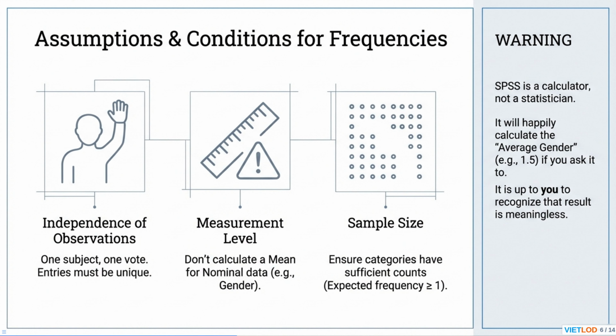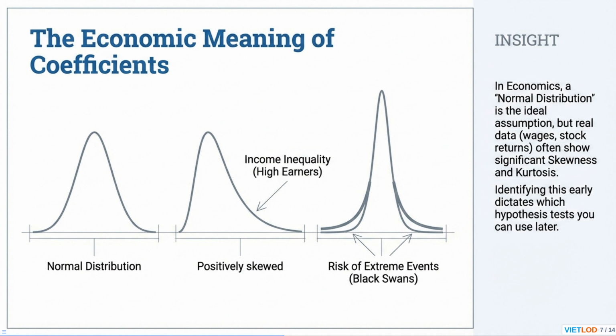Finally, we must consider sample size. For the analysis to be meaningful, each category within your variables should have sufficient counts. A good rule of thumb is that the expected frequency in any given category should be at least 1, and preferably higher for more advanced statistical tests. Once we've checked these assumptions and generated our statistics, we can then confidently interpret their economic meaning.